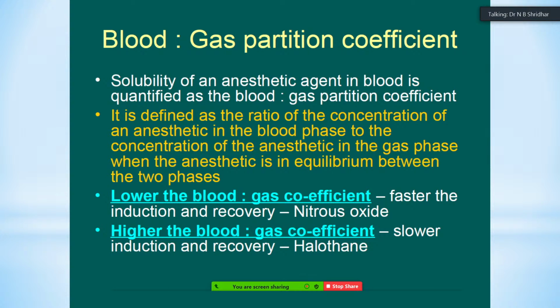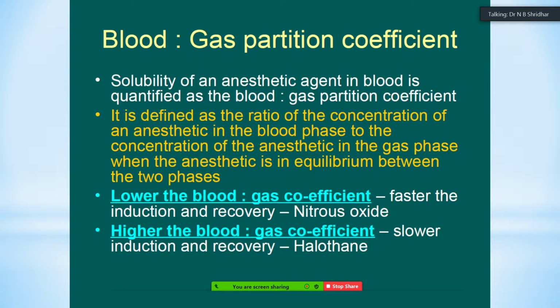Another important terminology is the blood gas partition coefficient. The solubility of an anesthetic agent in blood is quantified as the blood gas partition coefficient. This is one of the important parameters in deciding the depth of anesthesia.